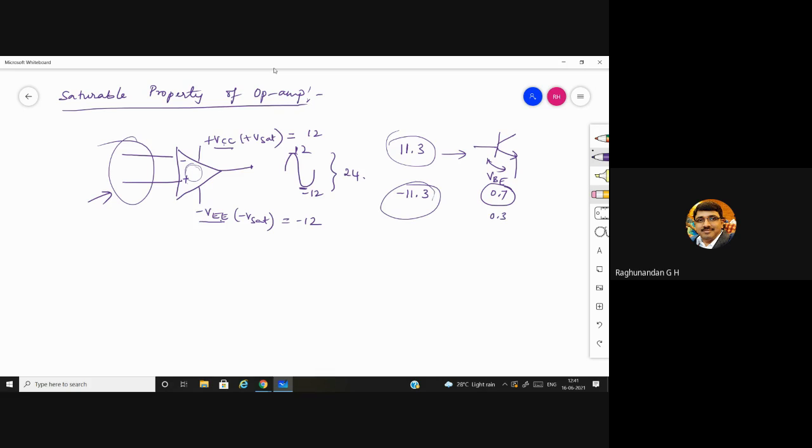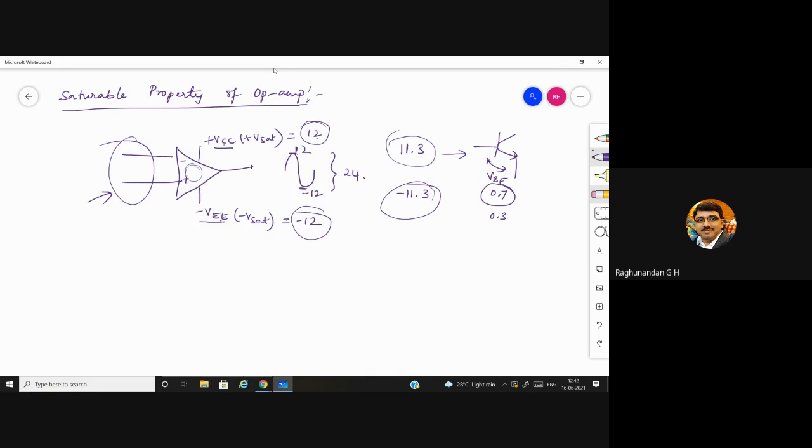If you fix 12 and minus 12, you will never get 12 to minus 12, you cannot swing. You can have a maximum of plus 11.3 in positive and minus 11.3 in negative. Beyond this, you cannot. If you want to increase beyond this, then you need to change plus VCC and minus VEE. Based on this plus VCC and minus VEE, again the design will change. So this kind of property is known as the saturable property of op-amp.